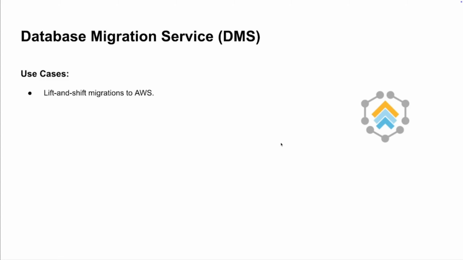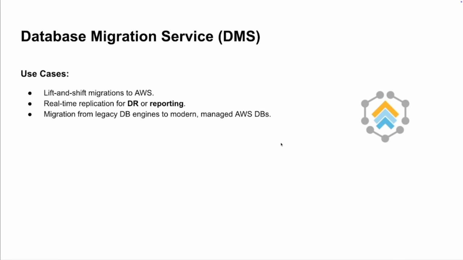So the use cases are lift and shift migration to AWS, and real-time replication of data for replicas or reporting. So you might even want to create a replica without calling it a replica: just migrate the data to somewhere else and you can call that place whatever you like. You might also be migrating from a legacy DB engine to a modern or managed AWS DB. This means your application is running on a MySQL that you just installed on a local system, and you want to migrate to something more recent or more robust like an AWS DB.